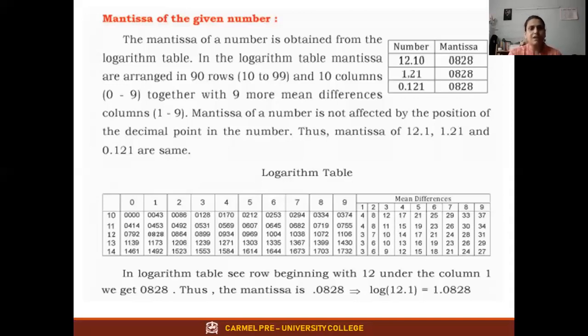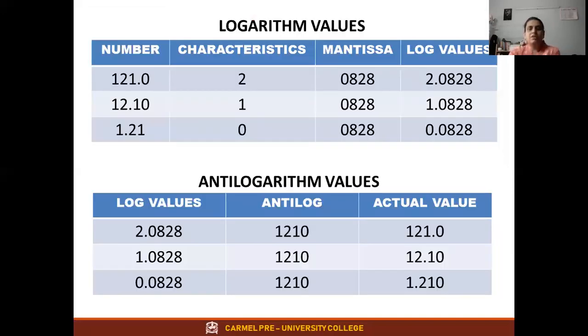Next, for log 12.1, same thing. You look for 12 and 1. What is the Mantissa value for 121? Where will you search in the table? 12 and 1. For 12.1, you also look at 12 and 1. For 1.21, there also you look at 12 and 1. You don't get separate entries in the table for hundreds or for 1, 2, 3, 4 digits. So you look for 12 and 1 every time, and the Mantissa is the same, 0828.